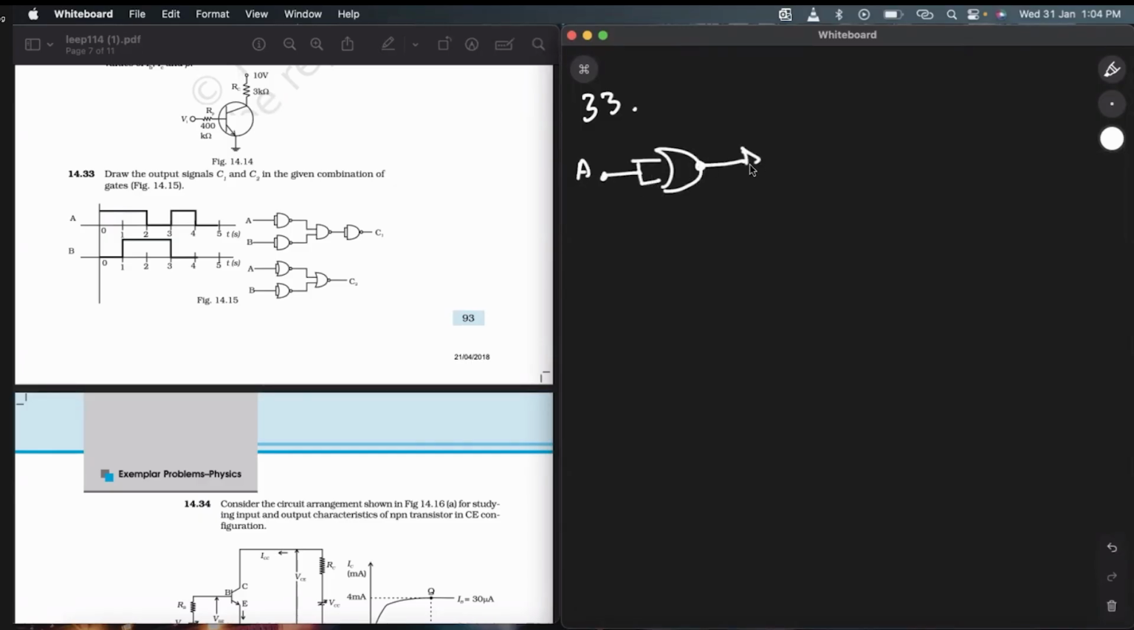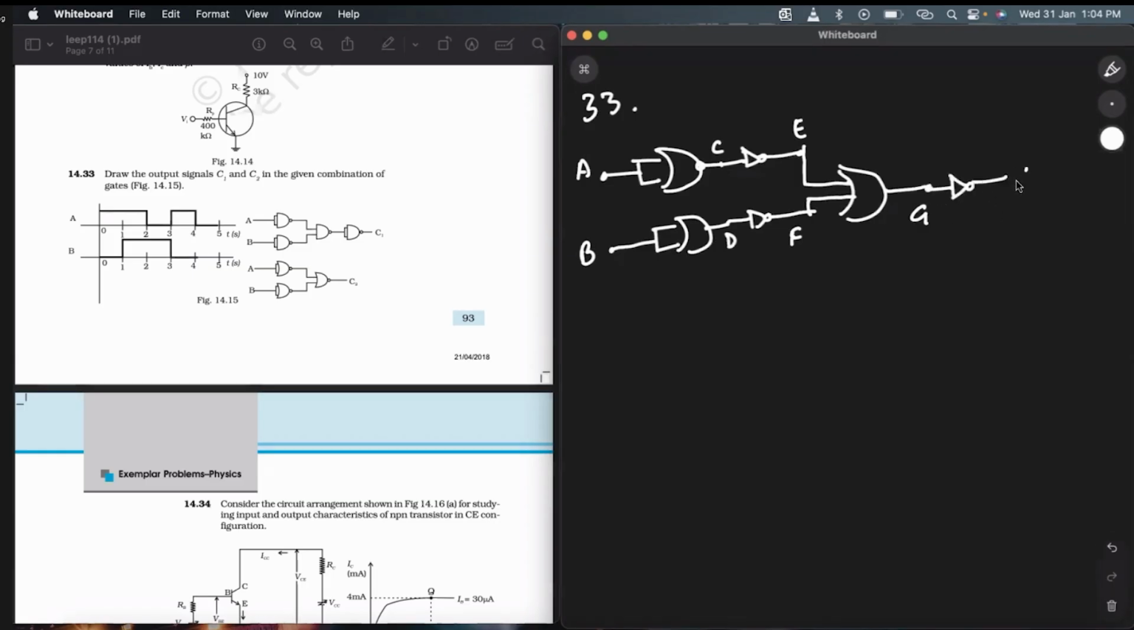Here there is a NOT. We came to E, this point is C. Then here we came to the AND, we came to G. After G again there's a NOT, and then finally I'm having C2 over here. So I'll just write it down: A B C D E F G C2.